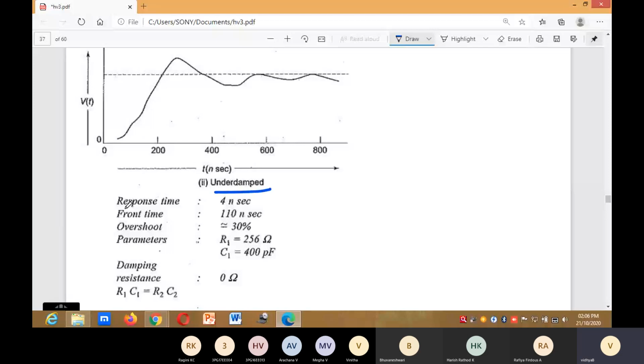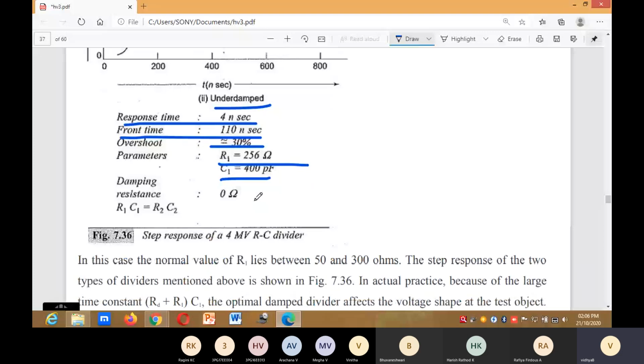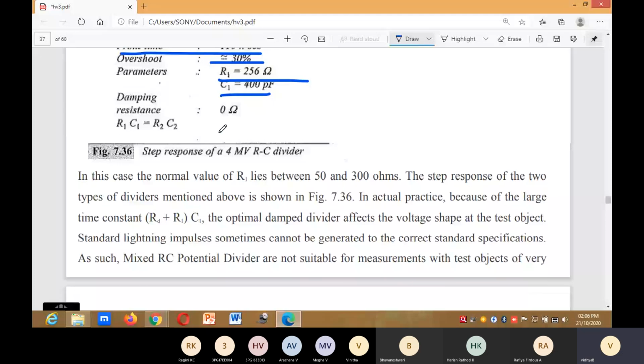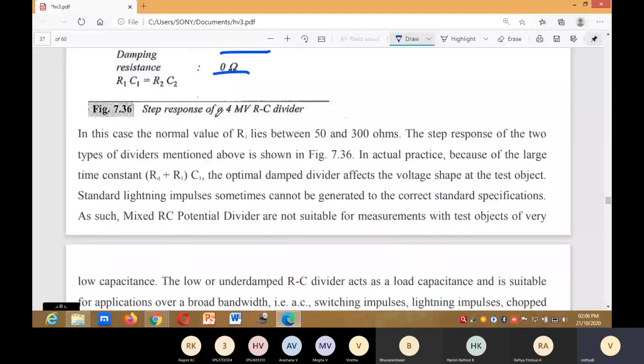Next, underdamped: response time is 4 nanoseconds, front time is 110 nanoseconds, overshoot 30%. Parameters: R1 is equal to 256 ohm, C1 is equal to 400 picofarad, damping resistance zero, R1 C1 is equal to R2 C2. This is the step response of a 4 megavolt RC divider. The normal value of R1 lies between 50 to 300 ohms. The step response of the two types of dividers mentioned above is shown in figure 7.36.